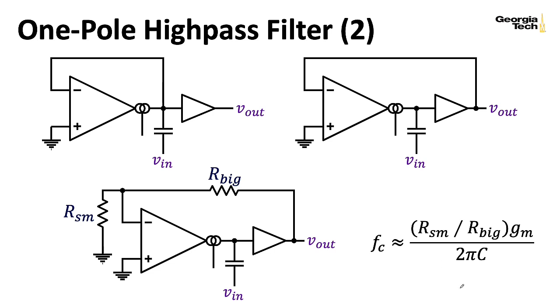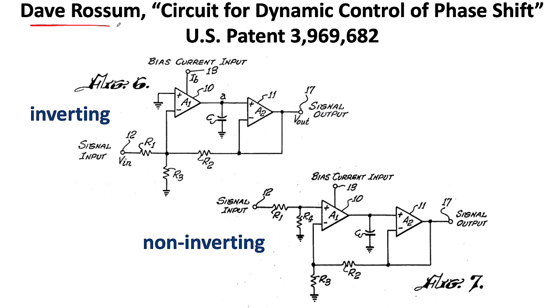So let's take a look at some patents. Here's a patent from Dave Rossum, one of the founders of EMU Systems. And in this patent, he discusses using operational transconductance amplifiers to build low-pass filters. So we have our capacitors as we've seen before. Here he's explicitly using an operational amplifier to form the voltage buffer.